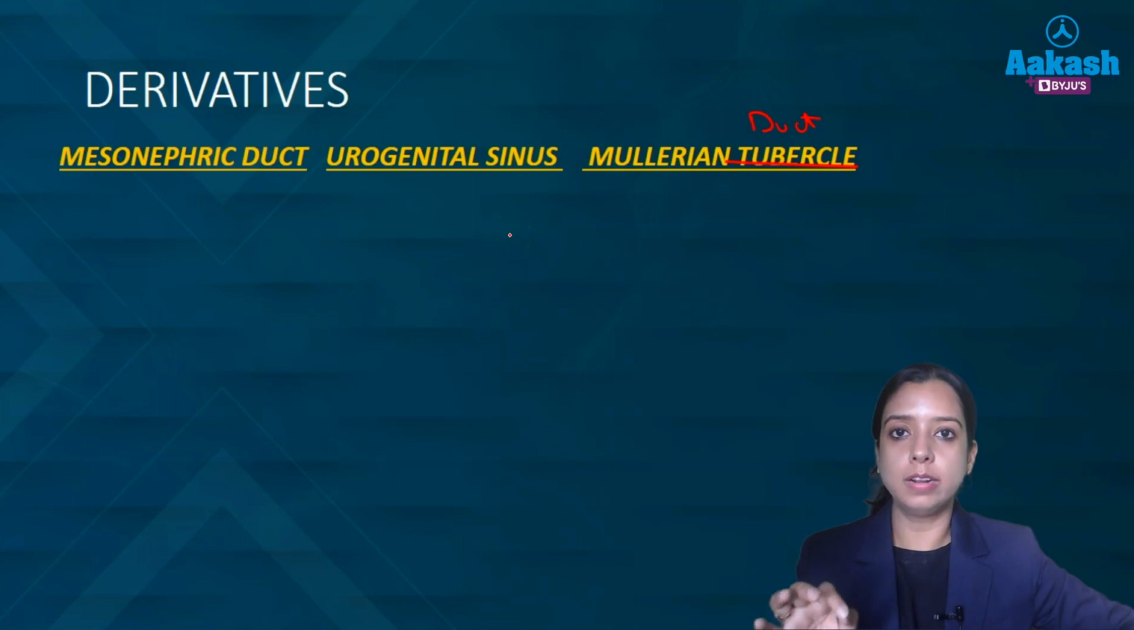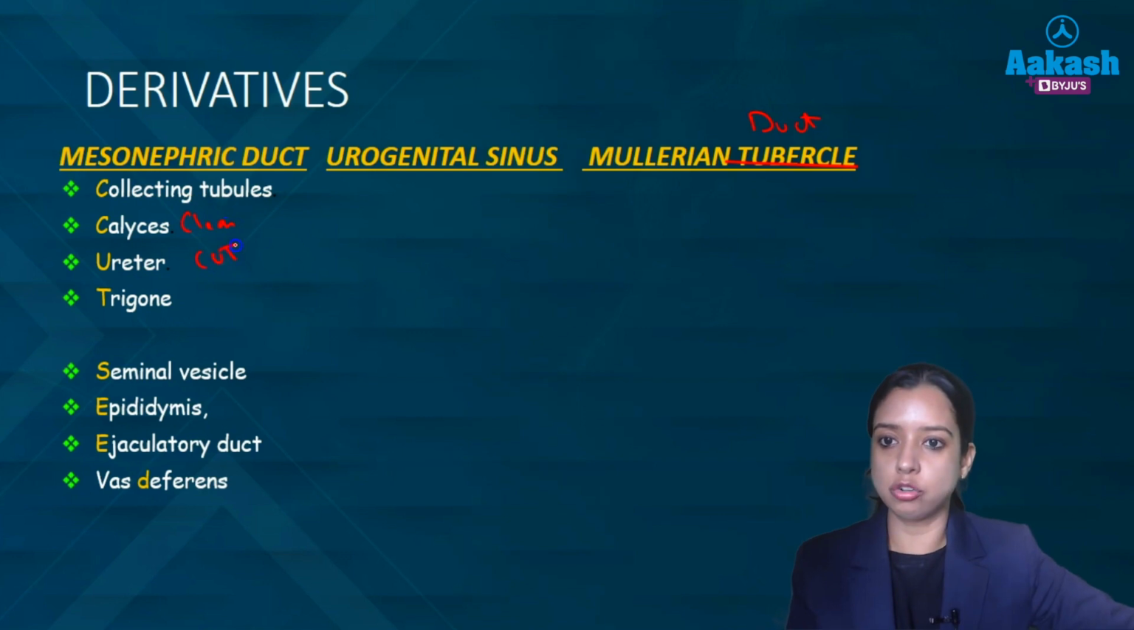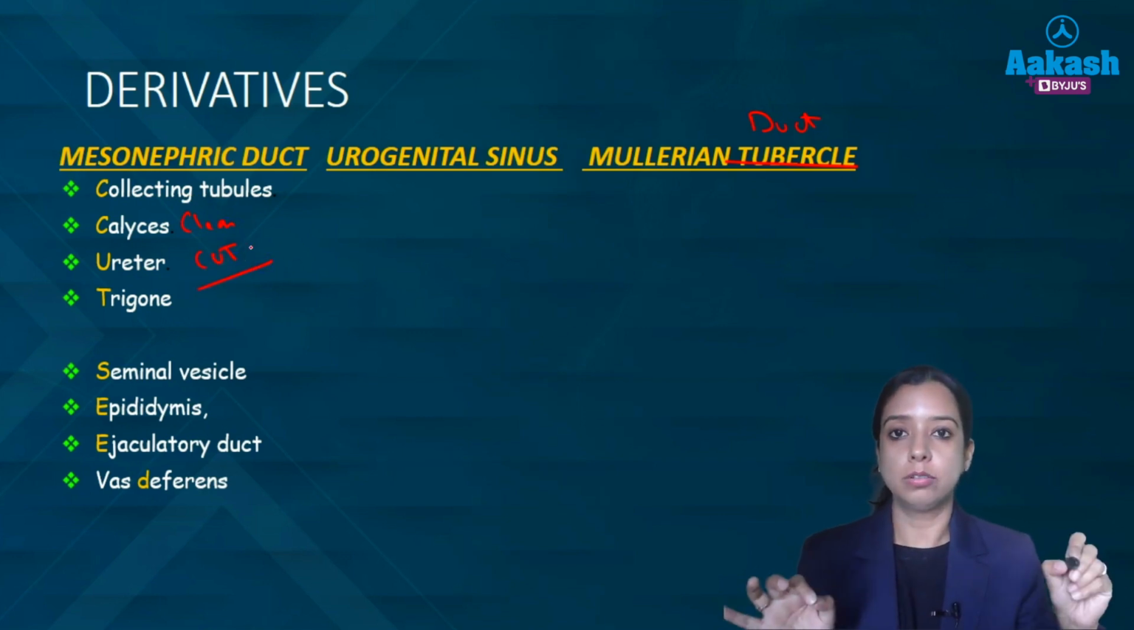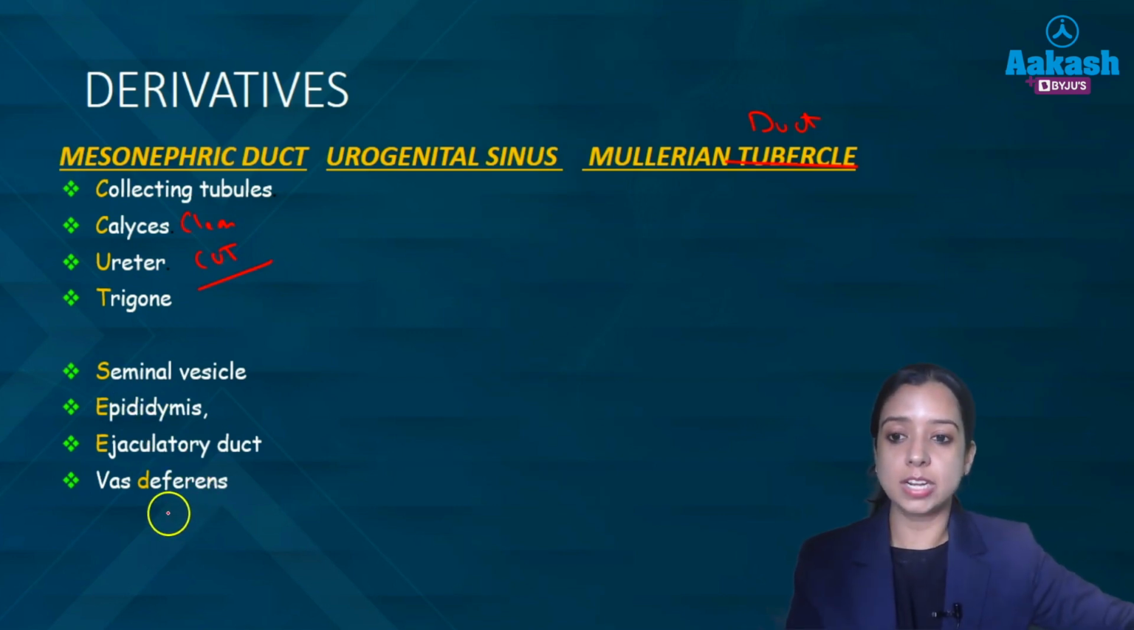Let's see what all the mesonephric duct forms. In the renal excretory system, it forms collecting tubules, calyces, ureter and trigone. Remember it by the mnemonic CLEAR CUT, and as such also it should be clear cut in your mind. So, mesonephric duct forms collecting tubules, calyces, ureter and trigone. In the male genital system, remember by the mnemonic SEED. It forms seminal vesicle, epididymis, ejaculatory duct and vas deferens. That's what it forms in the male genital system.